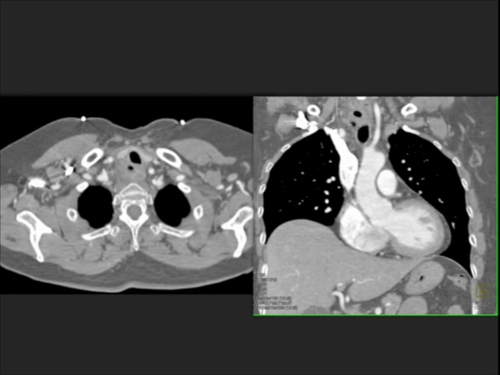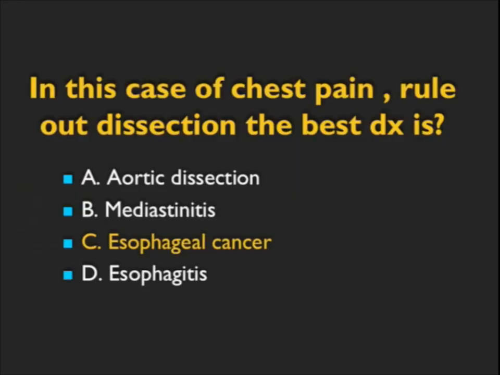It's important to recognize that one of the causes of chest pain, besides aorta and PE and osteomyelitis and many other causes, is things related to the esophagus. Bad esophagitis, especially in immunosuppressed patients, is not uncommon. And occasionally, and believe it or not, I've seen 2 cases in the last 3 or 4 months, you will see an esophageal cancer as the cause of the patient's symptoms.